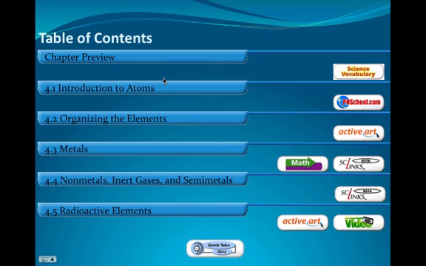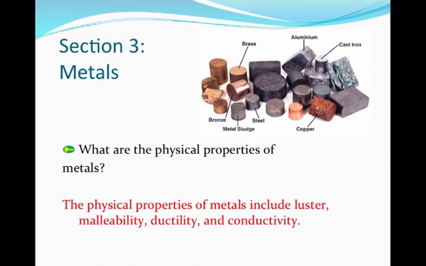Guys, here, this is the section on 4.3 and 4.4 about different families and groups in the periodic table. So we're going to talk about metals initially and the physical properties of metals. And those include luster, that means the shininess of it, malleability, ductility, and conductivity.